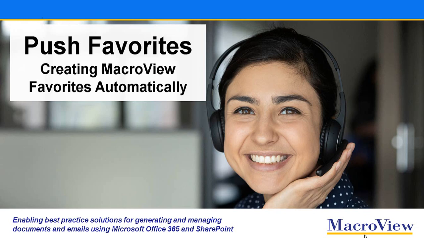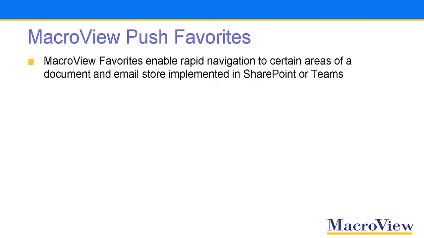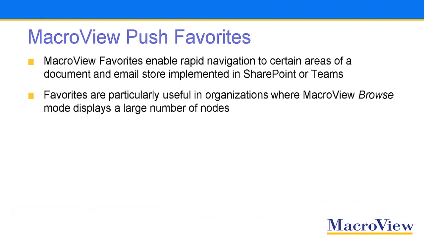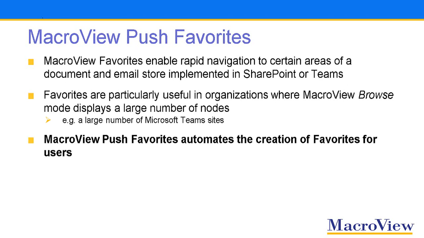In this brief presentation, we'll see how the push favorites mechanism of MacroView can automatically create MacroView favorites for users. MacroView favorites enable rapid navigation to certain areas of a document and email store that's been implemented in Microsoft SharePoint or Teams. They're particularly useful in organizations where the MacroView browse mode displays a large number of nodes, for example, a large number of Microsoft Teams sites.